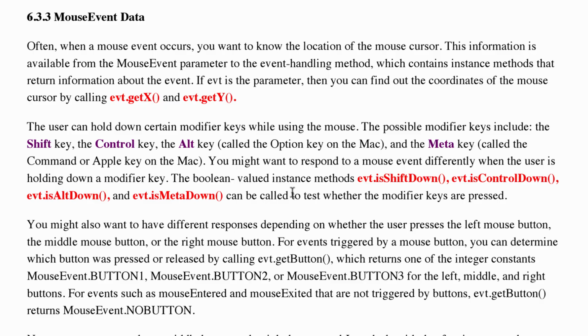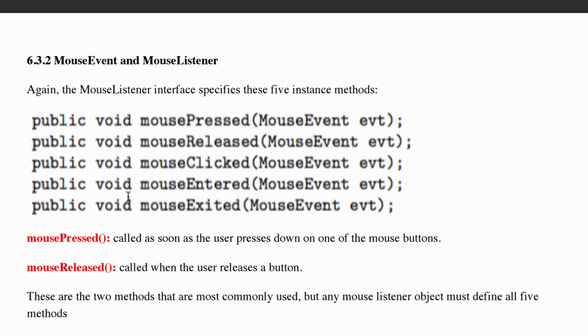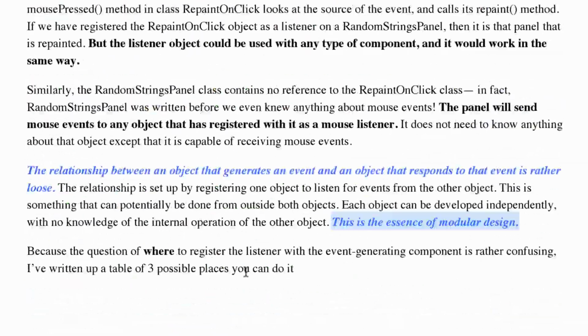So as I said, there's 5 methods we're going to use for a mouse listener. Here they are again: pressed, released, clicked, entered, and exited. Notice how they all take a mouse event object. You can call it whatever, E or EVT or whatever.